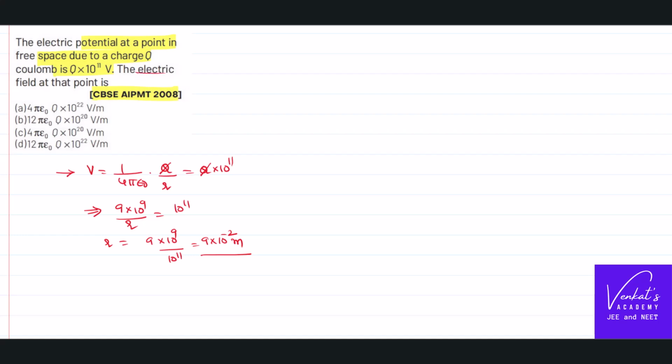The problem asks what the electric field at that point is. If we have to calculate the electric field strength at a point, we know that electric field intensity is 1 by 4 pi epsilon naught q by r square. So, 1 by 4 pi epsilon naught is 9 into 10 power 9, q by r square. The r value we have already calculated as 9 into 10 power minus 2. So, r square becomes 9 into 10 power minus 4. So, this 9 and 9 will cancel.